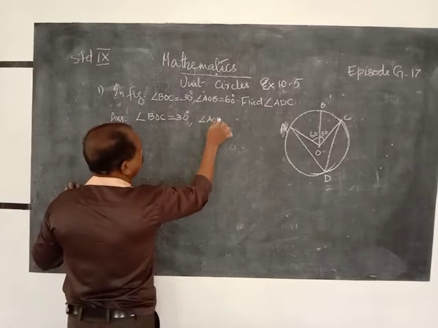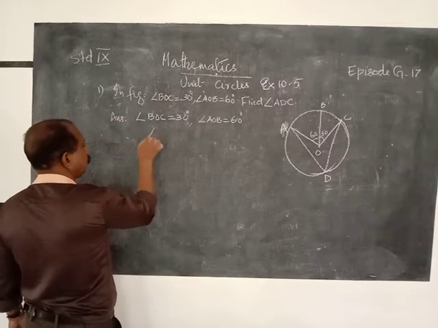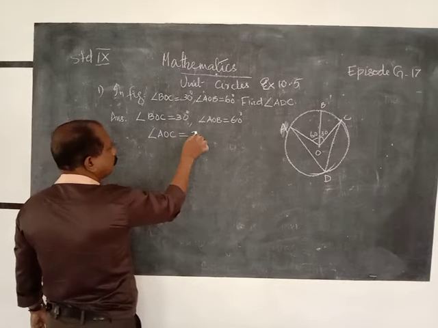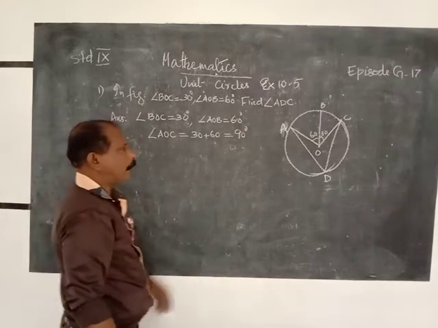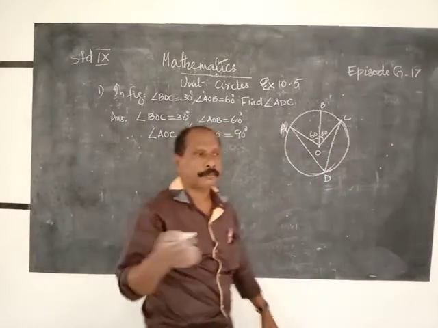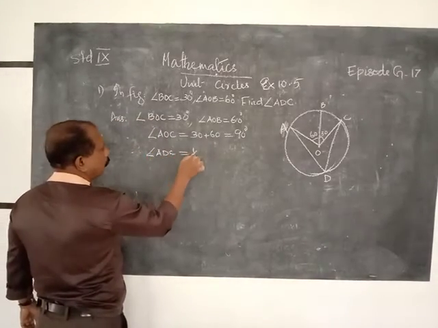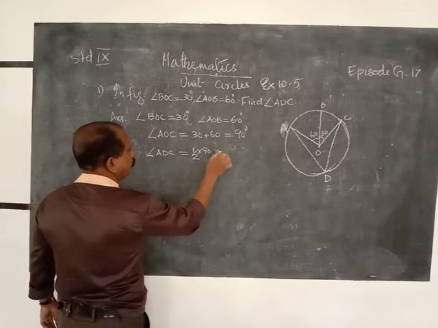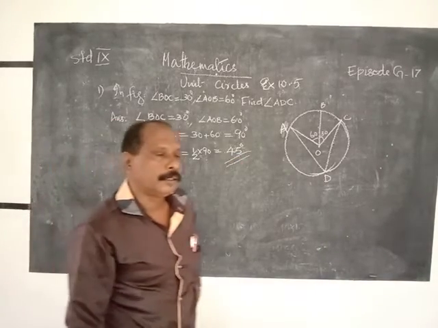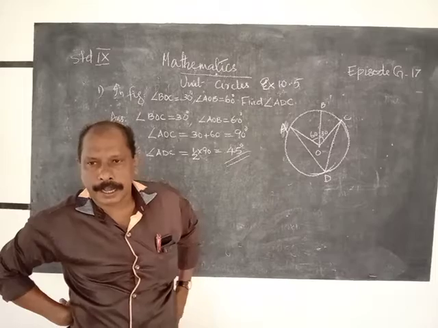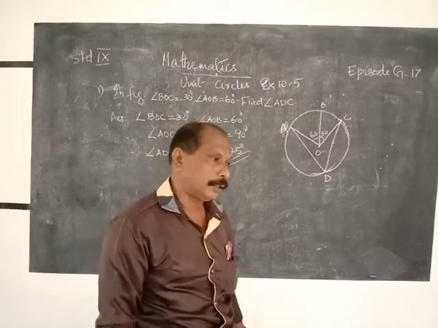Angle AOB is equal to 60 degrees. Therefore, angle AOC is equal to what? 30 plus 60 is equal to what? 90 degrees. Therefore, angle ADC is equal to half of that one. Therefore, angle ADC is equal to half of 90, which is 45. That is the answer. Clear? The inscribed angle on any arc is half of its central angle on the opposite arc. That is clear.